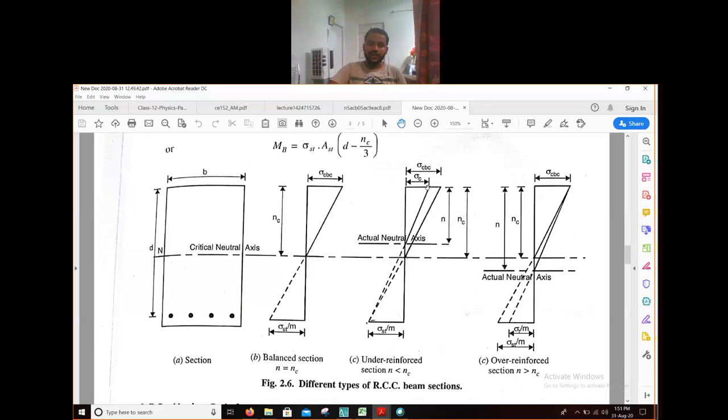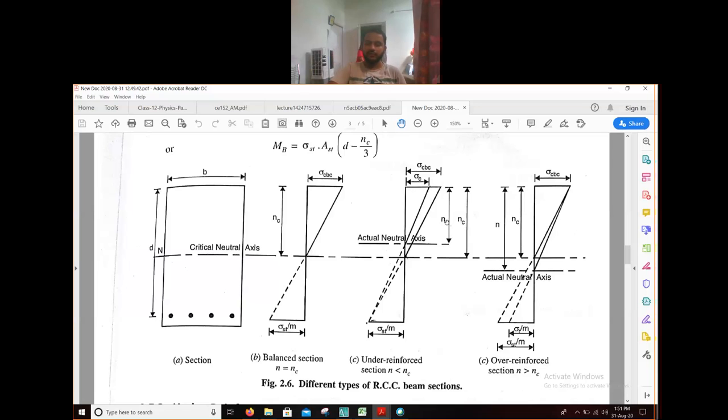Okay, so in that case, if you connect these lines, this line and this line, you can see the neutral axis has been shifted upwards. The actual neutral axis has been shifted upwards. Previously, this n was here along this line. Now, since our steel is failing first, our neutral axis is shifting upwards. Okay, so you can see the relation.